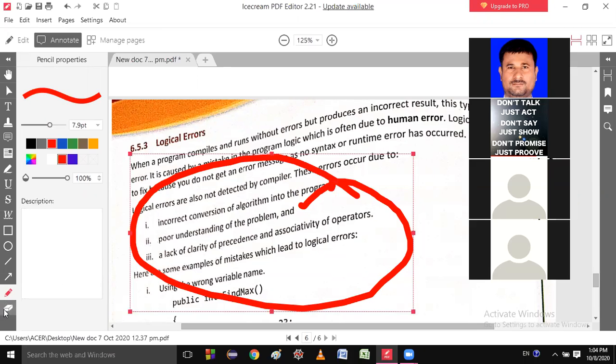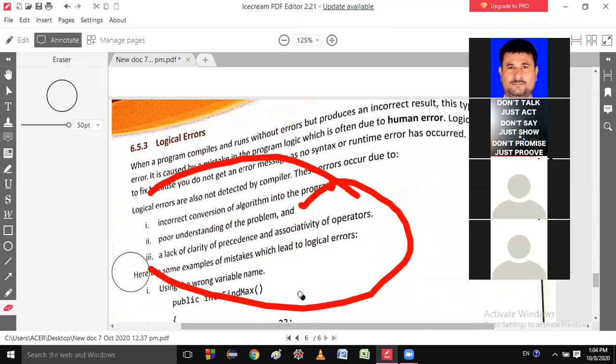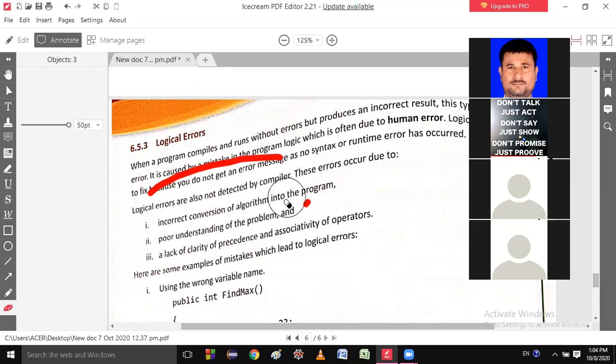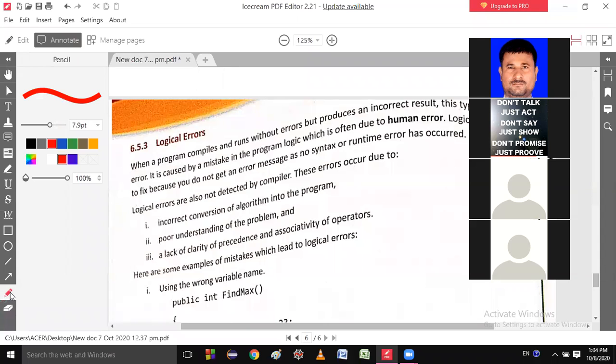If you do not have knowledge of the associativity of the operators, and you are writing a mathematical expression, then definitely you will get a wrong result. I think those who watched my complete video of operator precedence understand what I am saying. So everyone has watched my video on associativity and precedence of operators.